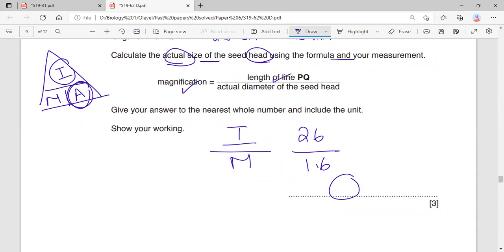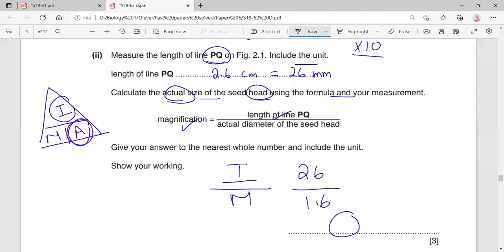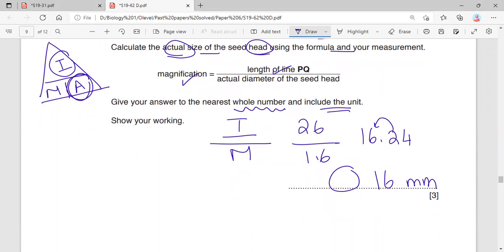Okay, 2.6 divided by 1.6. What's the answer? 26 divided by 1.6 gives me 16.24, but take care, he wants it to the nearest whole number, so we will round. This will be 16, and include the unit. Since you took the image using millimeters, the actual will also be in millimeters. Okay?